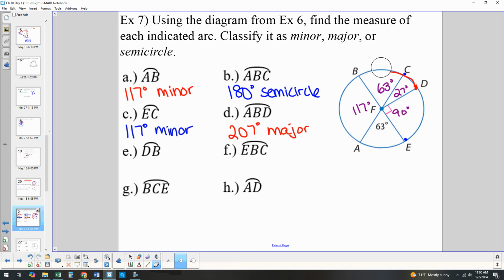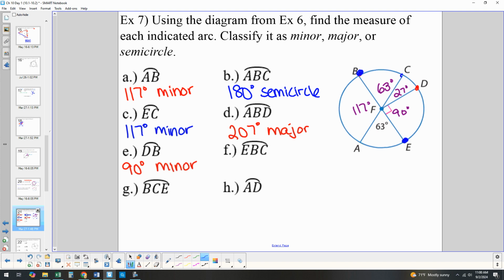Next, we have DB. From D to B, the shortest way would be here. So that's 63 plus 27 together, or 90 degrees. And again, two letters, automatically a minor arc.